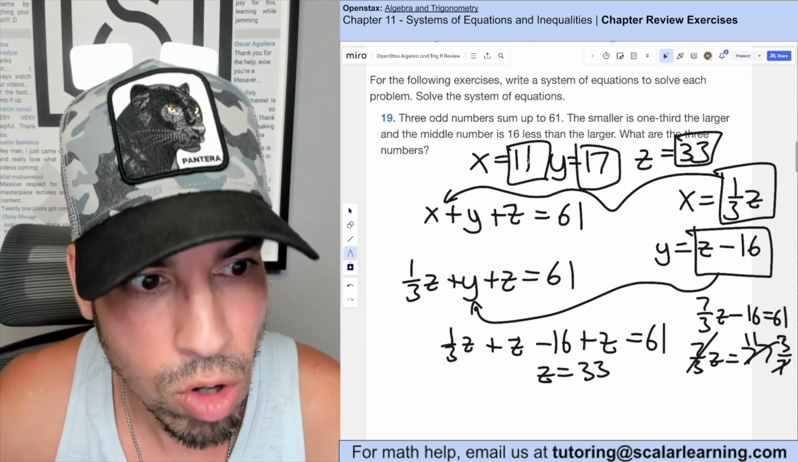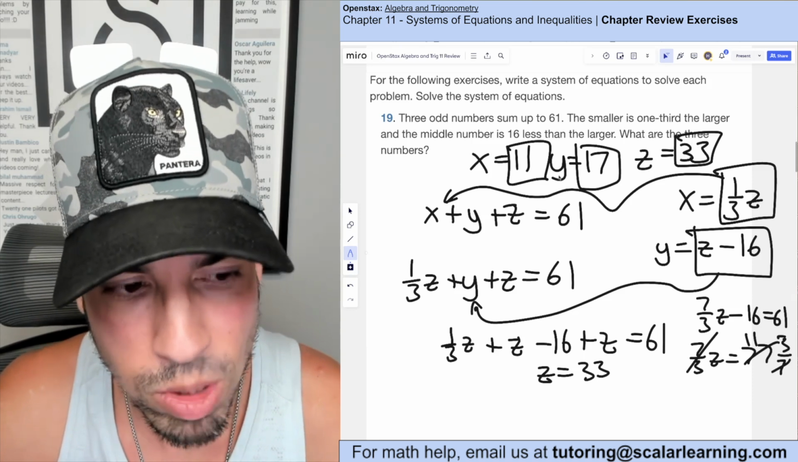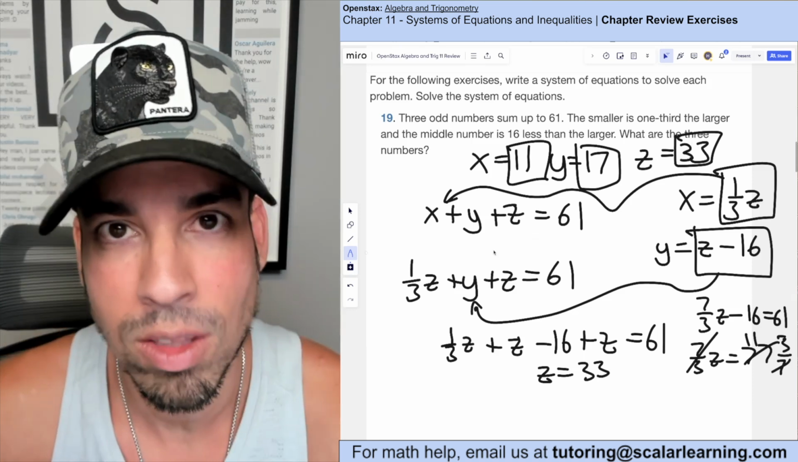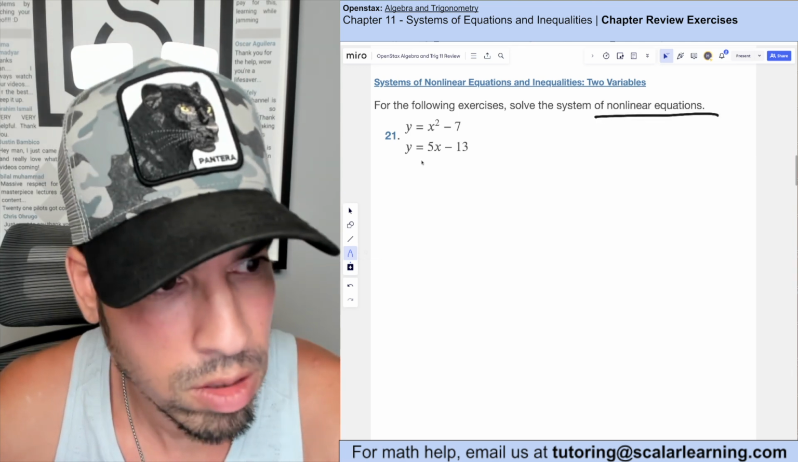So there we go. We solved it. We've got 11, 17, and 33 for the 3 odd numbers. They do add up to 61. That's how you do it. Done. Okay, so for these ones, we're solving nonlinear systems of equations.